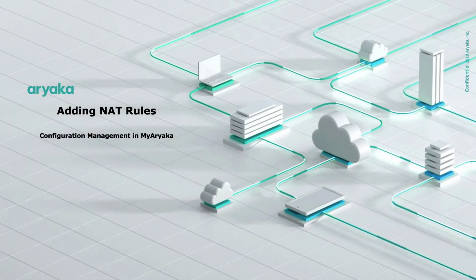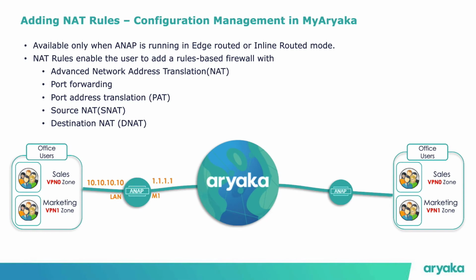In this video, we will learn how to add a Network Address Translation Rule, or NAT Rule, from MyAryaka. Network Address Translation allows you to translate IP addresses and ports for traffic flowing between networks. NAT translates private IP addresses into public IP addresses, allowing private IP networks to connect to the internet and hide the internal network behind the public IP address.